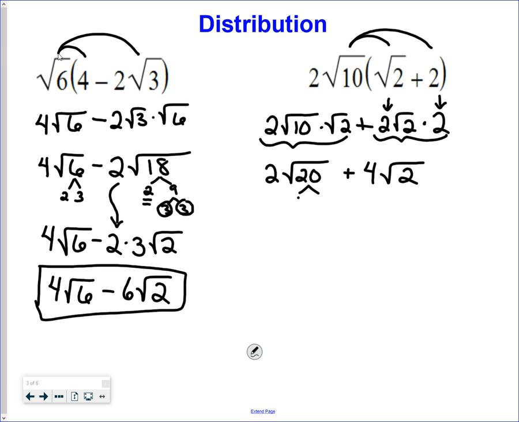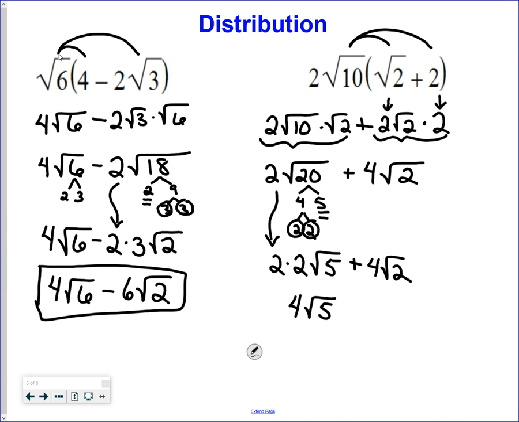Break down 20. 4 and 5, 2 and 2. So I bring that down. I look for my pairs or 2 of a kinds. My leftover goes in the leftover spot. Then the plus. Now, can I do anything to radical 2? No. Now I just multiply this 2 times 2, which is 4. And that remains the same, and I can't combine them because they are not the same radicals, okay?